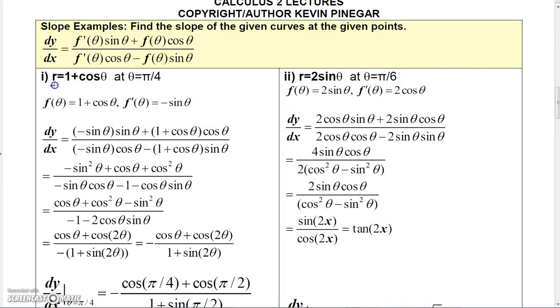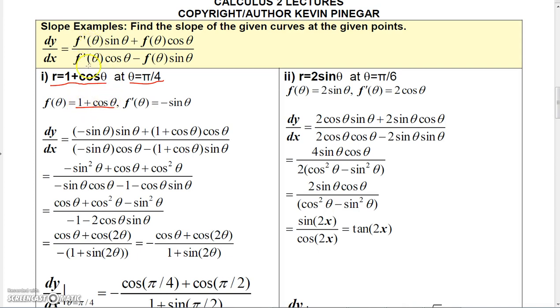Okay, let's find the slope of this graph at θ equals π/4. So using this formula up here, instead of r we'll say f(θ). f(θ) would be 1 plus cosine θ. So the derivative of that would be minus sine θ. So remember that: the derivative of this with respect to θ is minus sine θ.